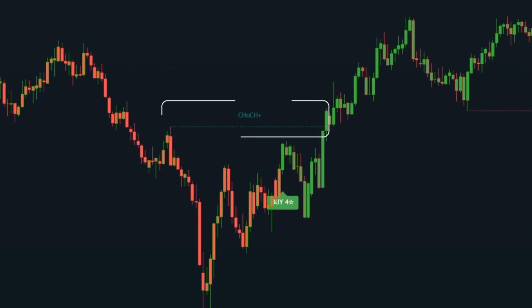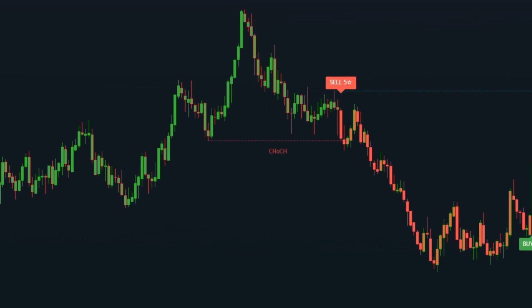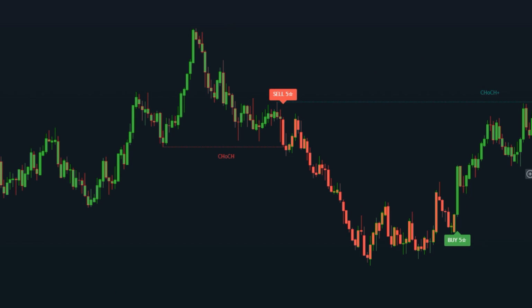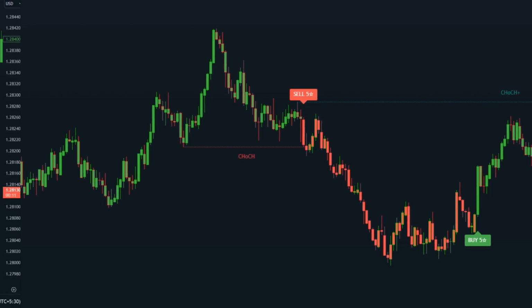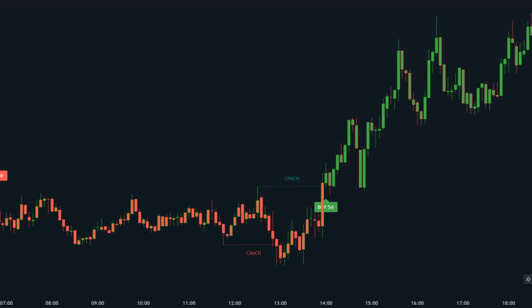Alright, so we've got our indicators set up, and we're looking for those juicy market shifts. Remember, a change of character or CHoCH plus can signal a trend change, which is our cue. Here, we see a bullish CHoCH plus, hinting that the market might go from down to up.